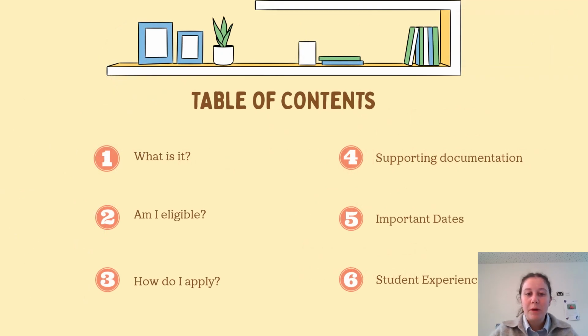So we're going to talk about what the Accommodation Bursary is, how to know if you're eligible, how to apply for it, the supporting documentation you'll need, important dates to remember, and the student experience from past students who received the Accommodation Bursary before.